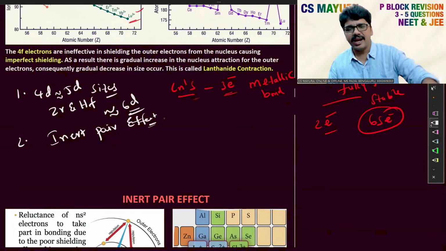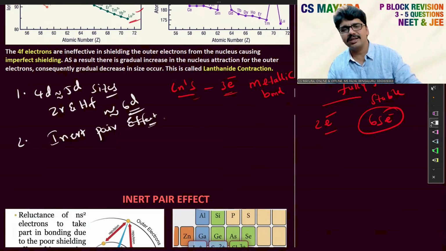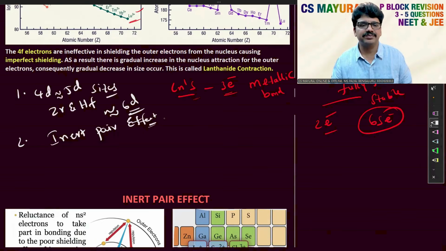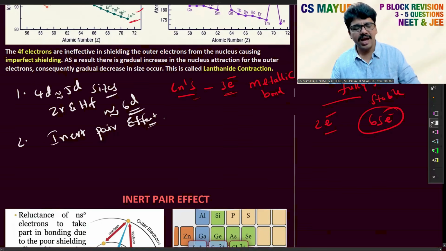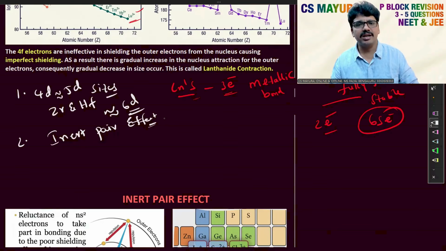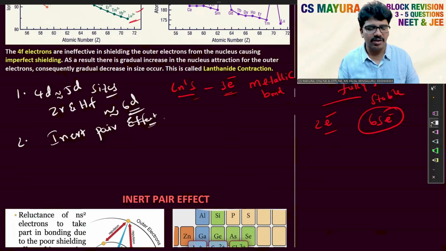So due to the strong attraction force, the outermost S electrons are unable to participate in the bonding. When S electrons do not participate, they can't show a higher oxidation state. They show only a lower oxidation state. So in P block, 13, 14, 15th groups, the last elements, lower oxidation states are stable compared to the higher oxidation state. That is because of the inert pair effect. This inert pair effect is one of the consequences of lanthanide contraction.